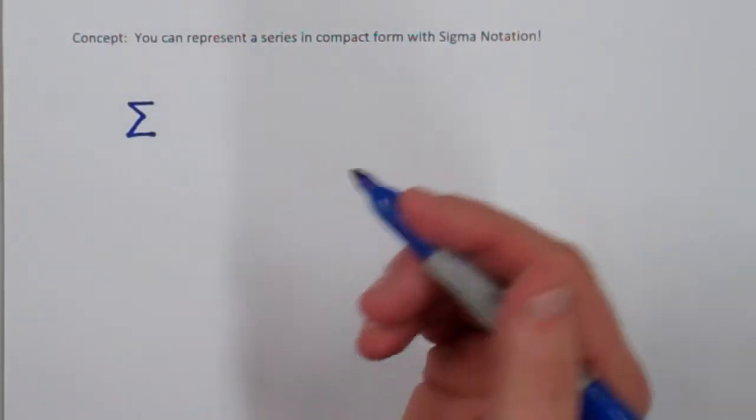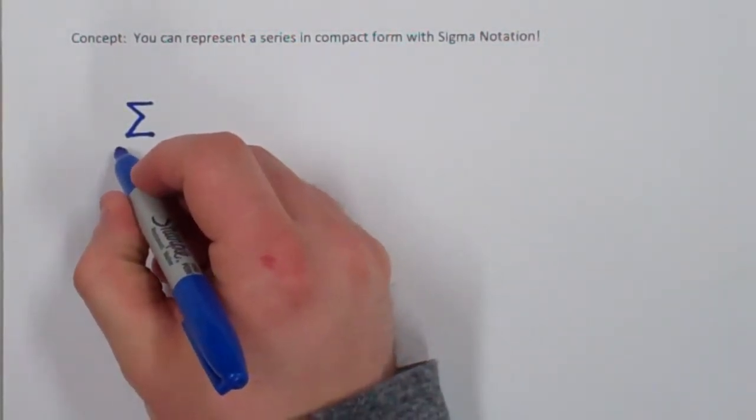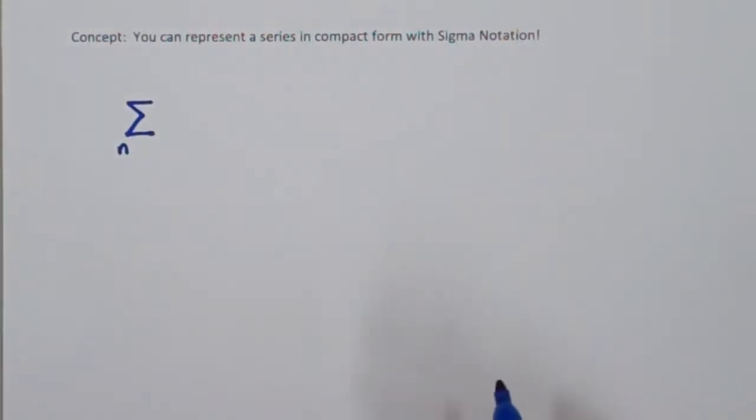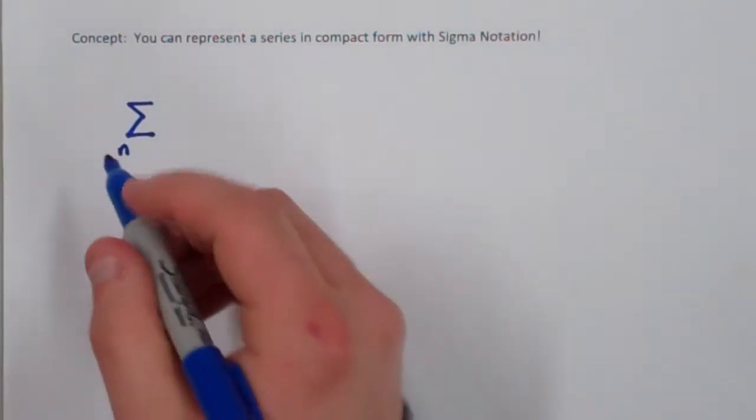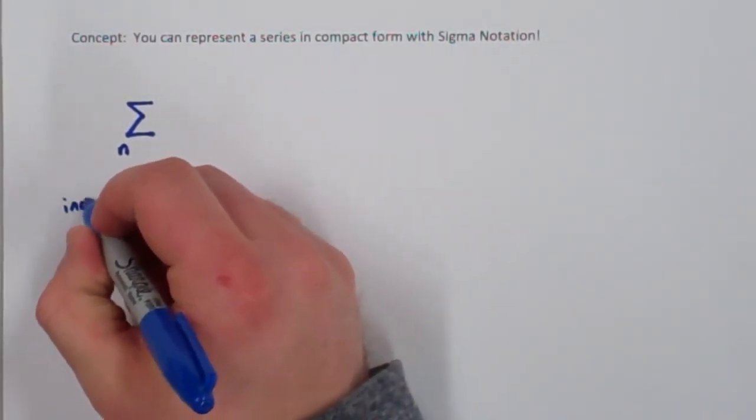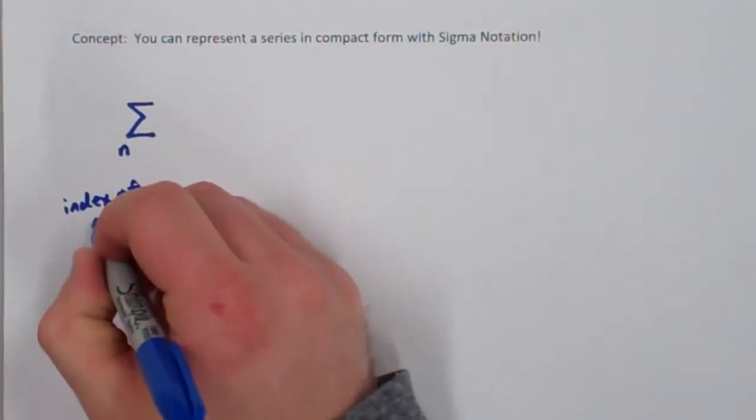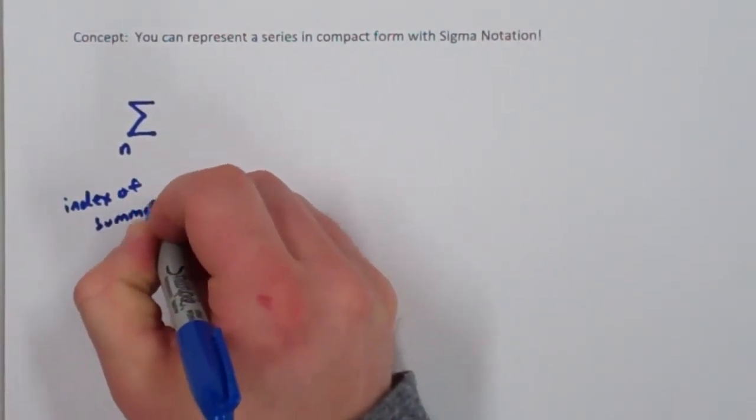There are a few different parts to sigma notation. Let's start with one part, which is the variable you use. It's normal to use n, but you can really use anything you want. You could use i or k, any variable is okay. This is called the index of summation. It's the actual variable.